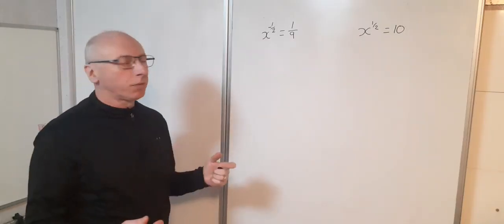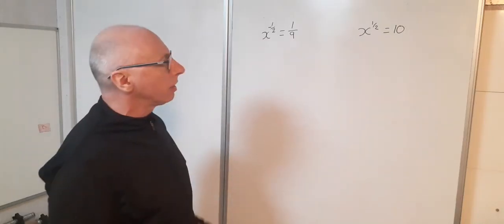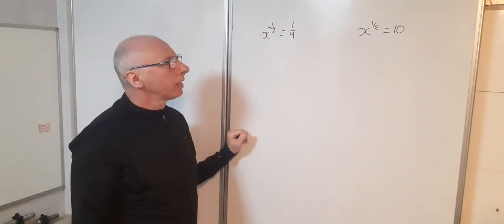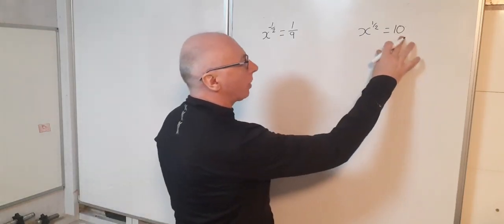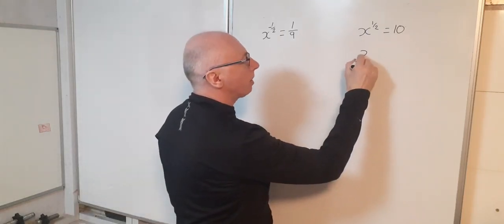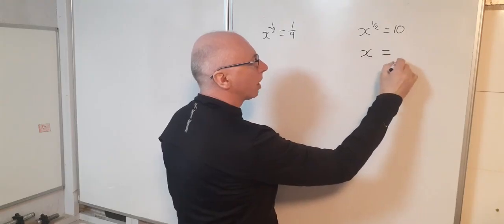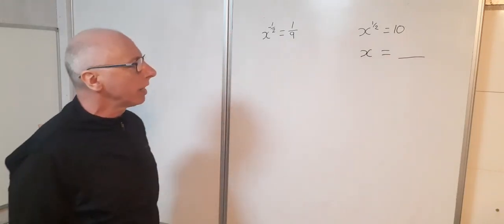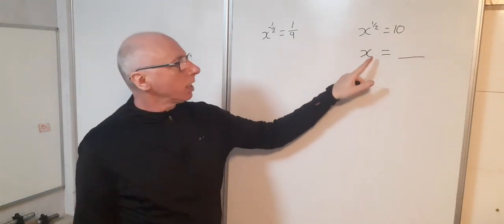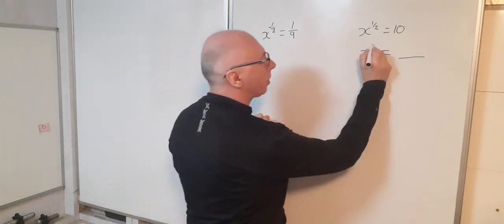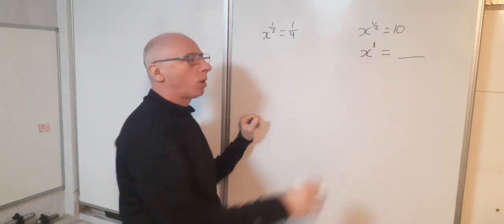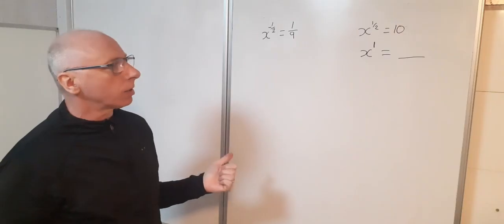So first of all, let's look at the positive indice. Let's see what happens there. So x to the 1/2 equals 10. I'm looking for something in the form of x equals and then a number in there. That's what I need. So what I want is for my indice to equal 1. So if I've got x to the power of 1, I've just got x equals.